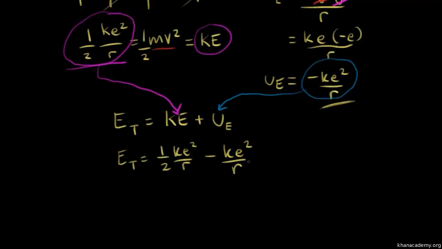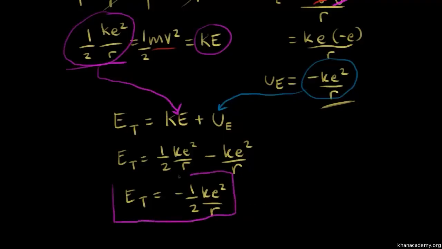So if you think about the math, this is just like half minus 1. And so that's going to give you negative half. Minus 1 equals negative half. So negative half ke squared over r is our expression for the total energy. So this is the total energy associated with our electron. All right, let's find the total energy when the radius is equal to r1.